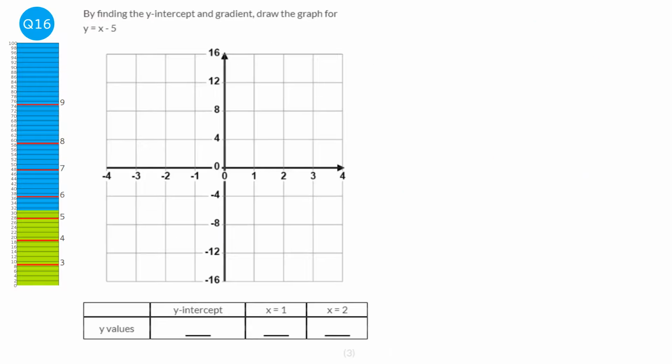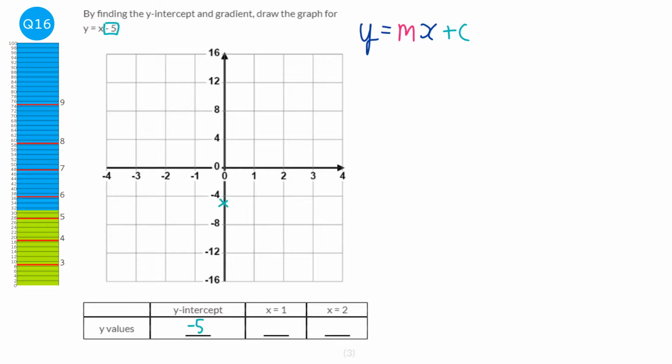We know that all linear graphs follow y equals mx plus c, with the m being the gradient and the c being the y-intercept. So looking at this graph here, the c is the number and sign at the end, which is -5. So it's going to hit the y-intercept, or it's going to hit the y-axis at -5, which will be here.